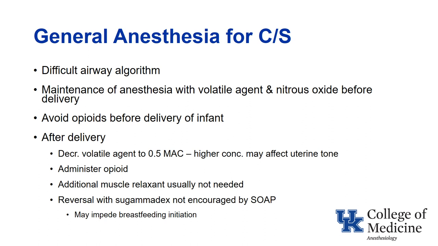I will generally come up to as much as 70% nitrous oxide, and also can begin administering opioid to the patient. And for the majority of general anesthetics for cesarean delivery, you don't need to give additional muscle relaxant other than the succinylcholine that you used at the beginning. There may be times, though, when the surgeons are having some sort of struggle with their surgery and you may need to give a non-depolarizing muscle relaxant, and that's fine if you need to.